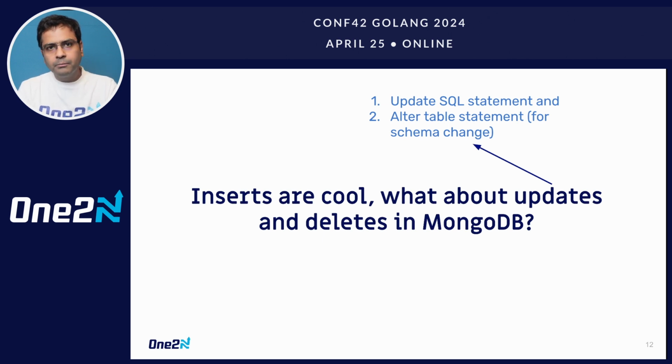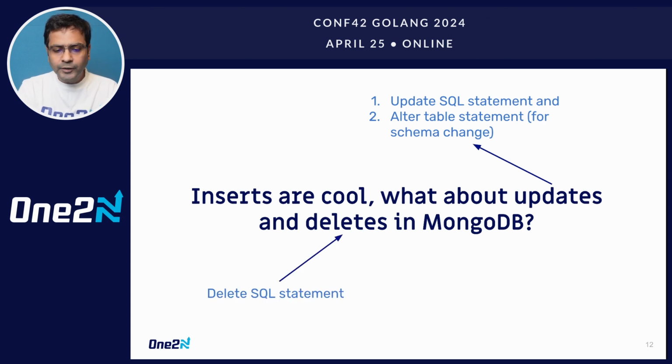Or because Mongo doesn't have a fixed schema, and Postgres or any relational database has a schema, you could have a new key added to a JSON document that will translate into an alter table statement in Postgres, right? Which will have a schema change essentially. So for delete, it's going to be a simple delete SQL statement from a table.